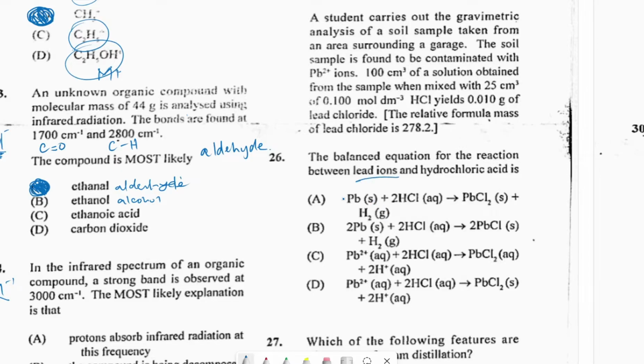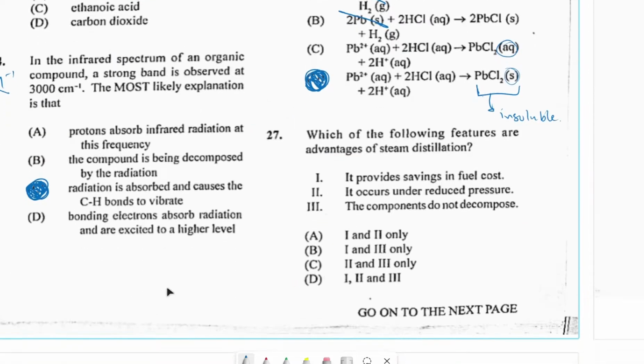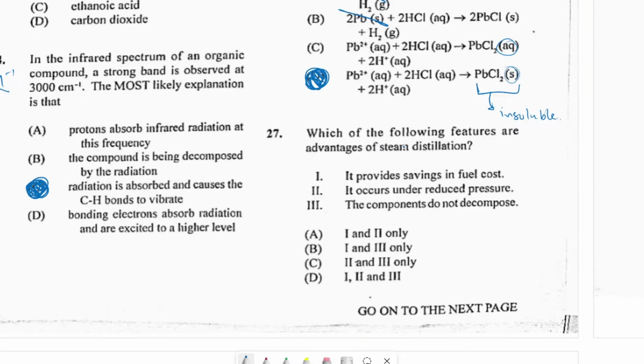Alright, first of all, wow. Between lead ions, okay, lead ions, so this is a no. We need Pb2 plus, that's it. Aqueous, 2HCl aqueous, yeah, PbCl2. Wow, the difference, aqueous versus solid. Lead chloride is an insoluble salt, so you'd need it to be in the solid state. So D.